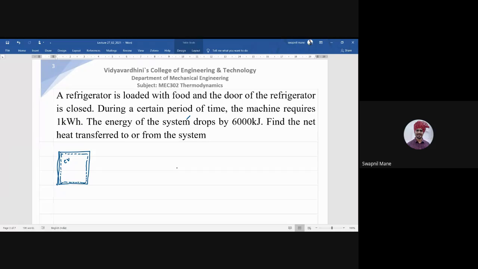During a certain period of time, the machine requires 1 kilowatt hour. See, in order to compare between energies, all units must be the same. Yes or no? So 1 kilowatt hour will be equal to how many kilojoules? Can somebody find it for me? How many kilojoules?